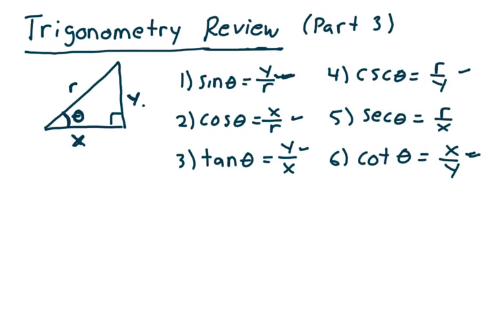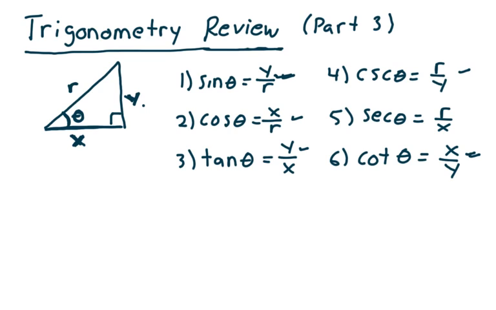This is a trigonometry review part 3. We're going to look at a right triangle here. Suppose we have the angle theta, and the side adjacent to angle theta is x, the side opposite to angle theta is y, and the hypotenuse is r. Number 1, sine theta is y over r. So you notice we're looking at the 6 trigonometric functions in terms of that right triangle.